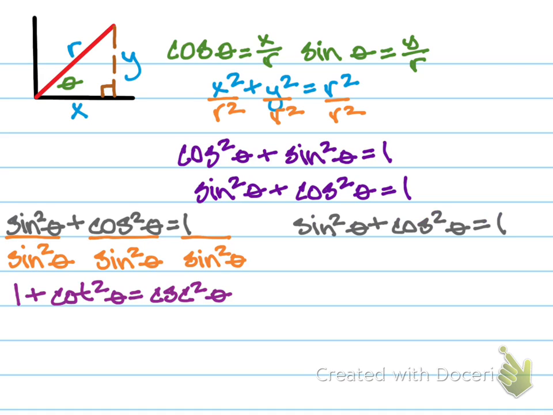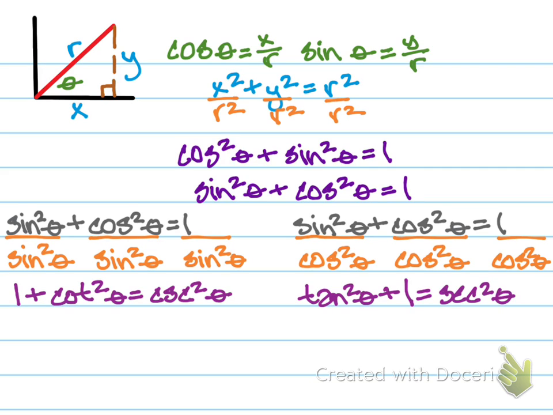If we take the sine squared plus cosine squared is 1 and divide everything through by cosine squared, we get tangent squared plus 1 is secant squared. Now this one I rearrange to be 1 plus tangent squared is secant squared, and you'll see why in just a second.